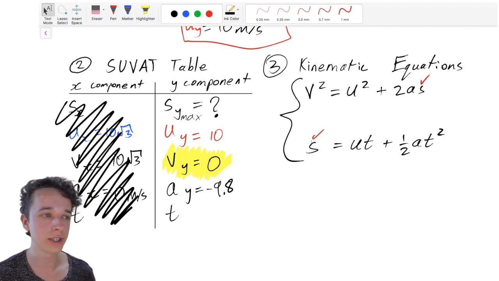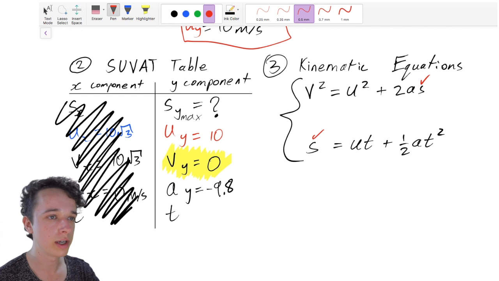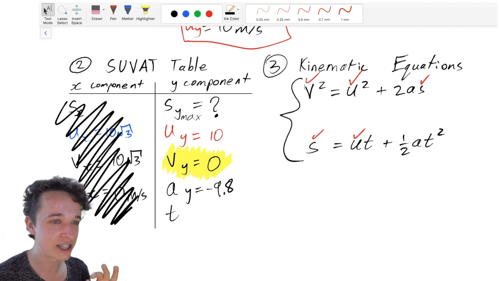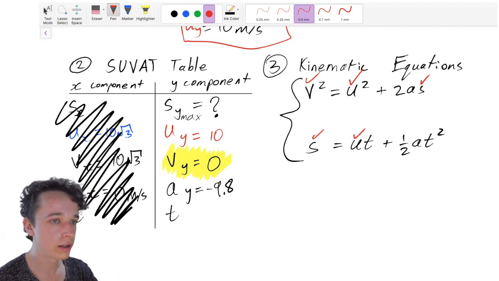Now we go through and see what data we have that is included in these equations. We have a uy, and this equation has a u, so that's good. And this equation also has a u. We have a vy. The first equation has a v. The second equation doesn't have a v. Now that's not a good sign, but it's not necessarily disqualifying yet. And let's see. We have an ay. This equation has an a, and this equation has an a.